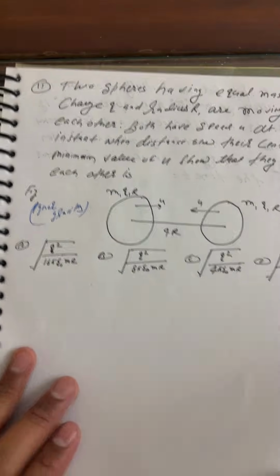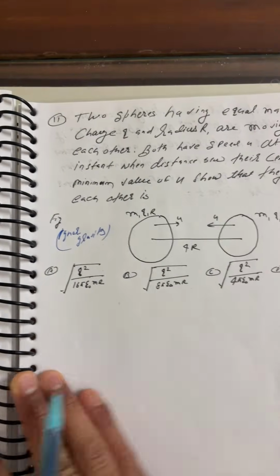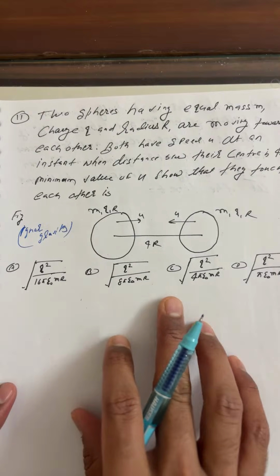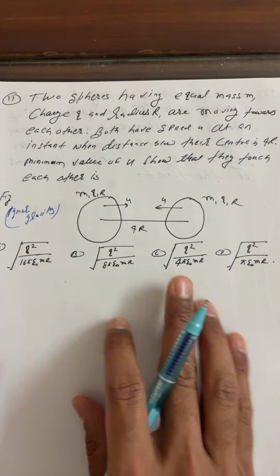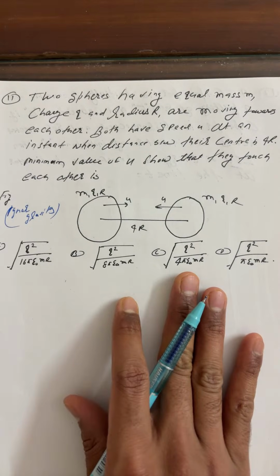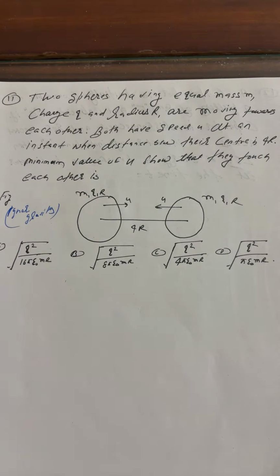Now have a look at the next question. What is the next question? Students, this question is either from 11th class gravitation, or purely from 12th class electrostatics, right? So what does the question say? Two spheres having equal mass m, charge q, and radius r are moving towards each other. Both have a speed u.